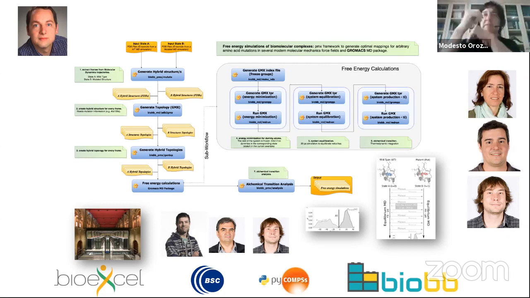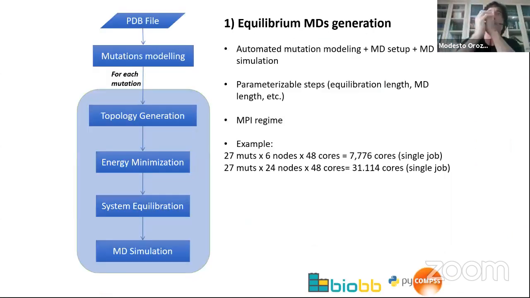So it's really a fantastic tool. This is an example of how the workflows are. For example, this is the setup workflow. And look at the numbers. For example, here, we can put in a single job 30,000 cores.